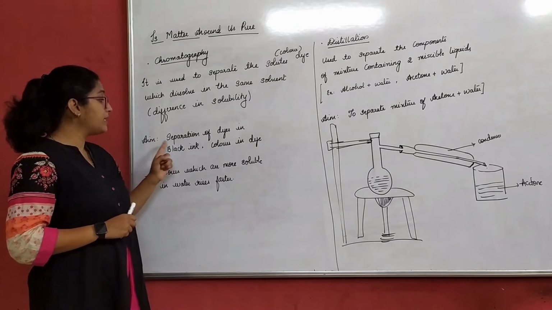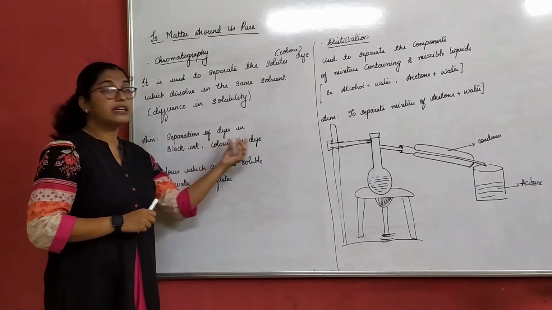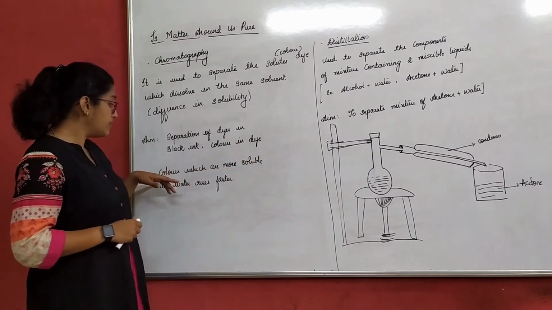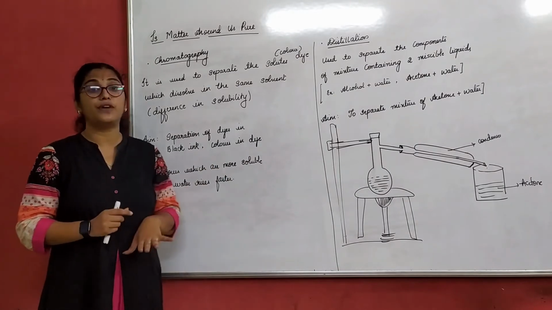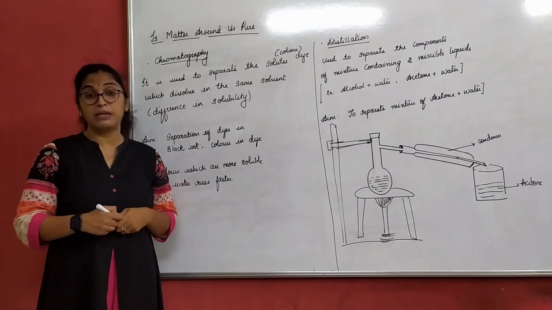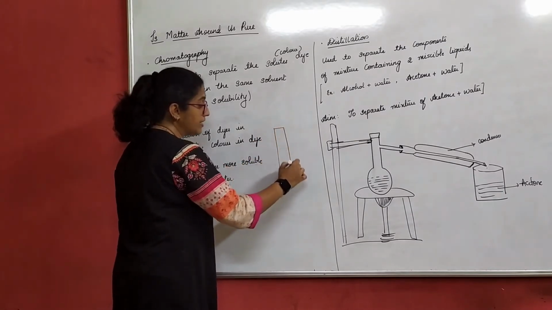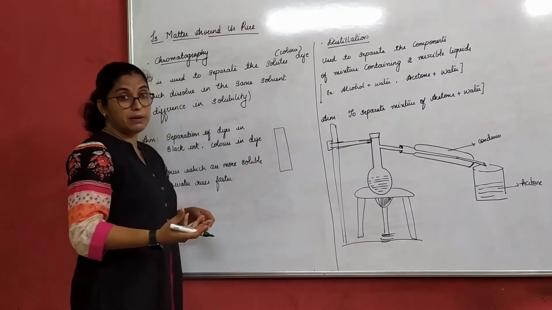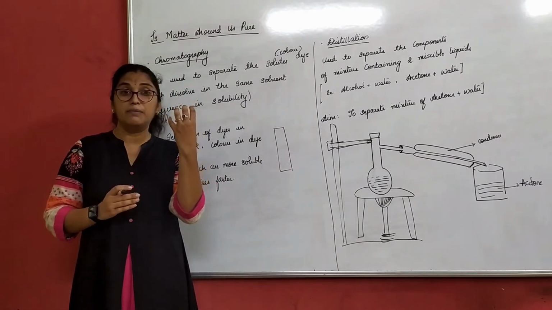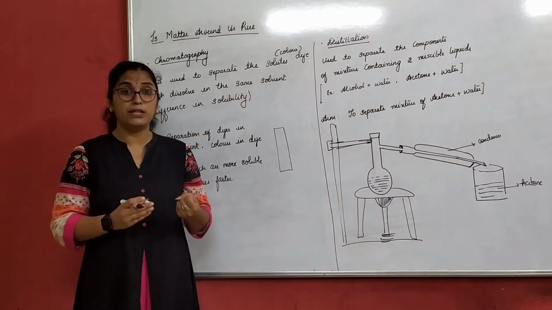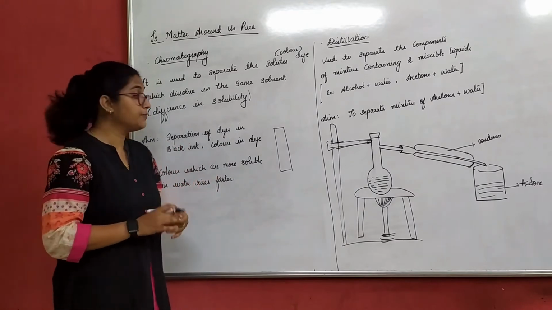So what is our aim here? Separation of dyes in a black ink, that is the different colors in a dye. Colors which are more soluble in water rise faster. Basically, how is this experiment carried out in the lab? We take a strip of filter paper. Usually we use filter paper in the lab. In case you don't have filter paper, try any paper at home which can absorb water. I think even tissue paper can work for some time, right?